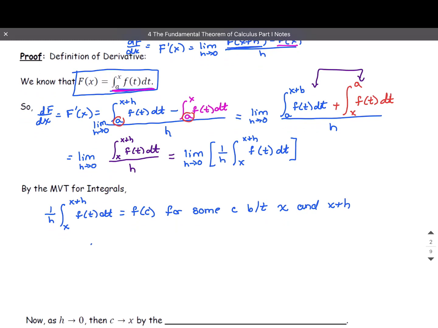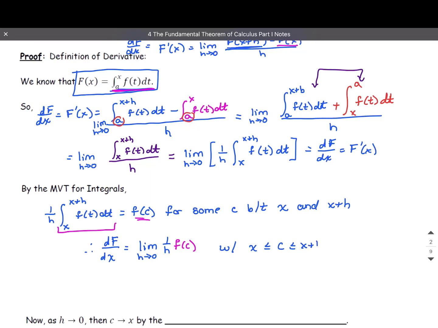So that means that our derivative, because remember this is so far our derivative, this is the limit as h heads to 0, and we're going to take all of this, right, has to equal f of c. Oh, I forgot my 1 over h. x is less than or equal to c is less than or equal to x plus h.